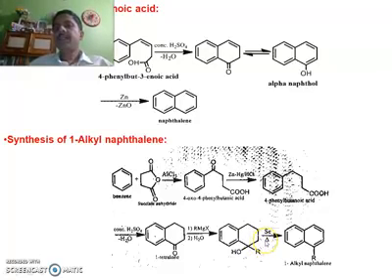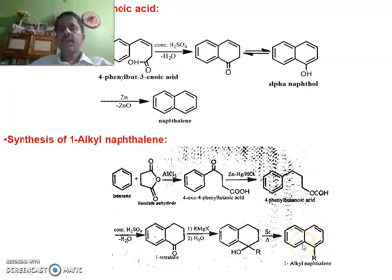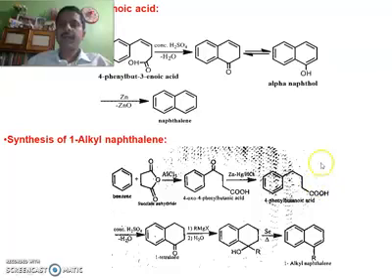Now, if we do distillation in presence of selenium, then this ring becomes aromatized and the OH group gets eliminated as a water molecule. Now the aromatic ring is obtained and R is attached to one of the carbons. So we are getting one alkyl naphthalene.